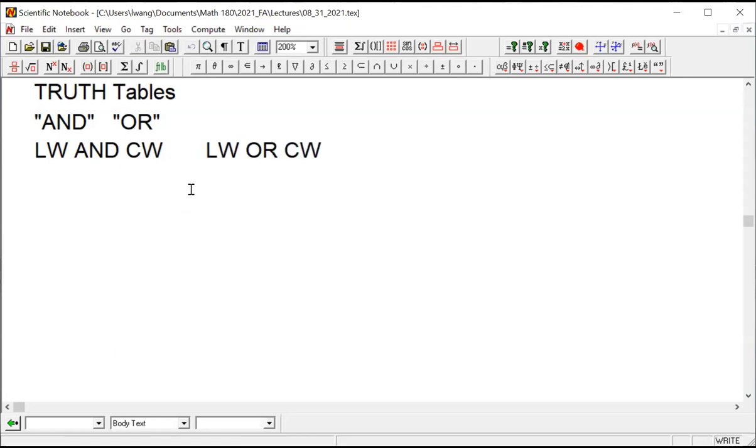Does it make a difference? Does it make a difference? Yes. How about everybody else? Does it make a difference? Yes, it makes a big difference, right? When will you start to feel the difference? What does "and" mean? Both. Yes, go ahead. Both.